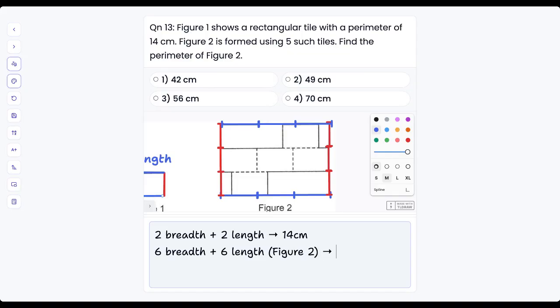In this case, it is equal to 14 times 3, which is equal to 42 centimeters. So the answer to this question is 42 centimeters. Okay, let's move on to the next question.